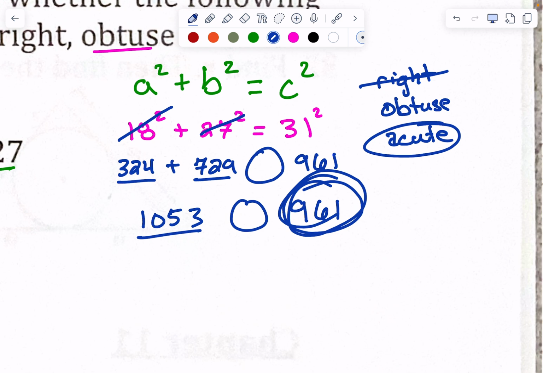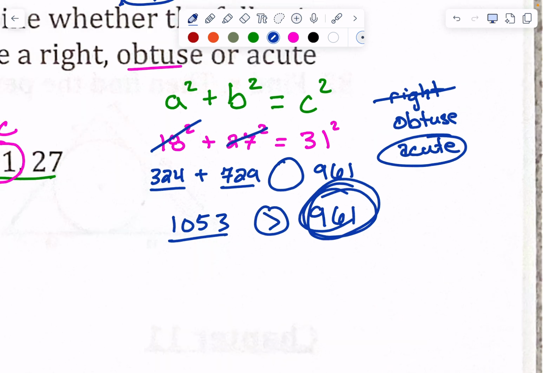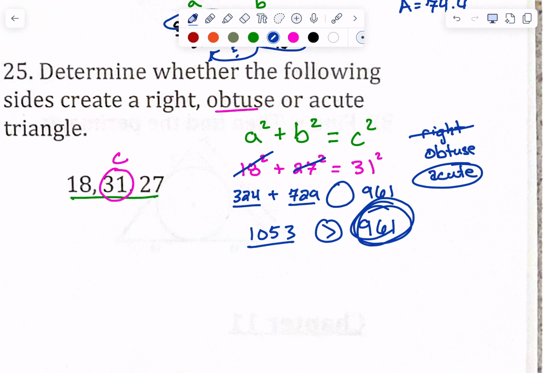Okay, we ended up with this thing happening. So that's why it is acute. Good? You've got a 33% chance of getting that one right if you just guess.